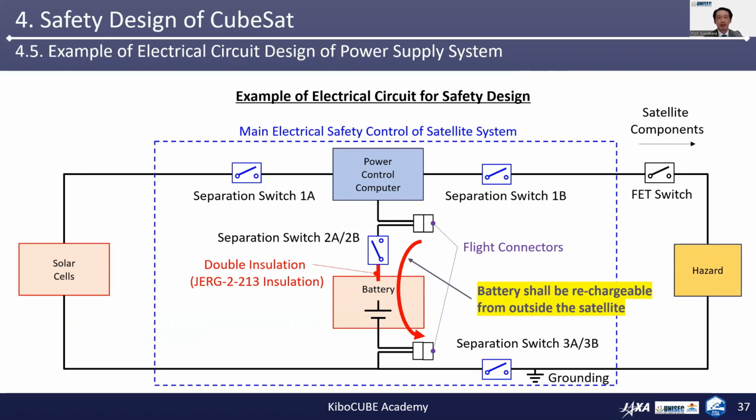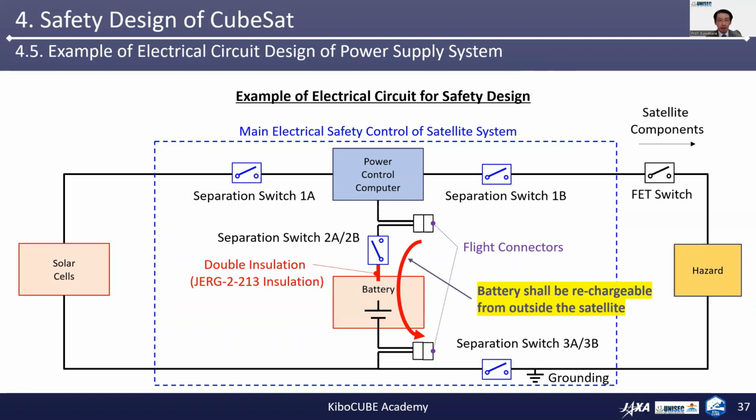So let's take a look at this safety design example of the electrical power supplies. The components are located in the same way as the previous slide. In this example, there are 4 switches implemented at the main control for the hazards. So these are the separation switches 1A, 1B, 2A, 2B, 3A, 3B at these positions indicated in blue.